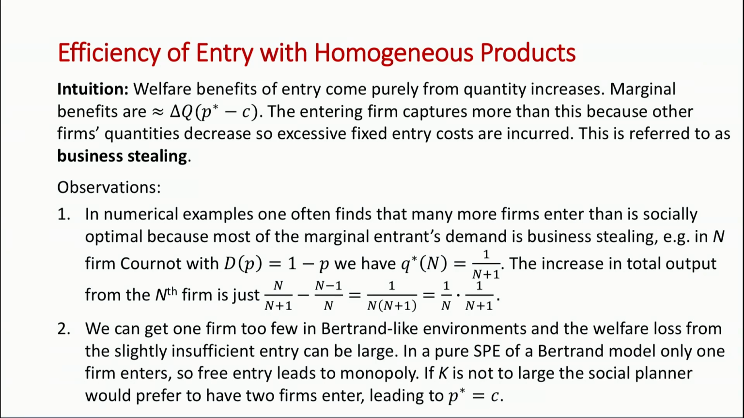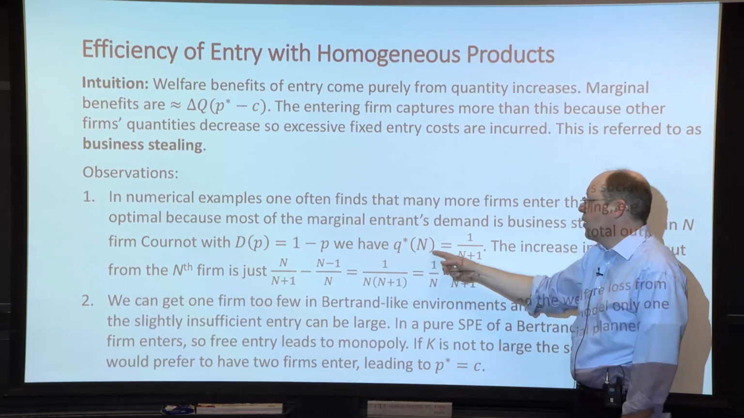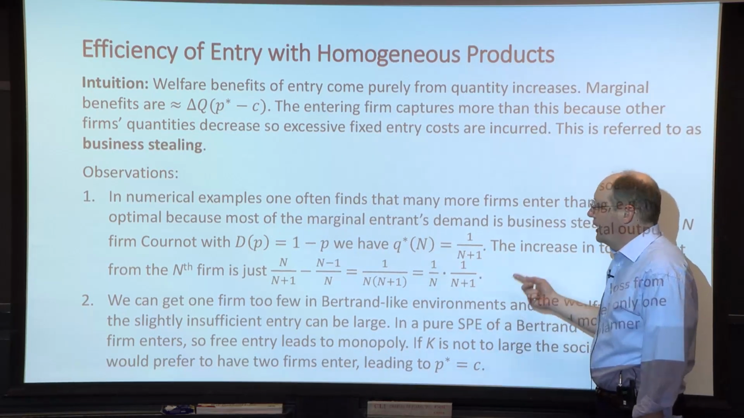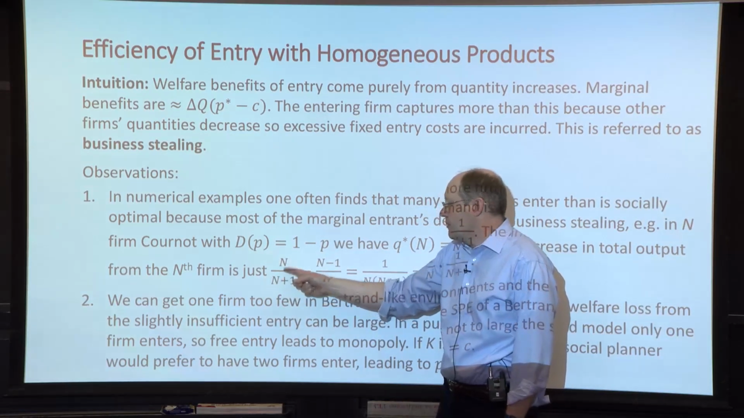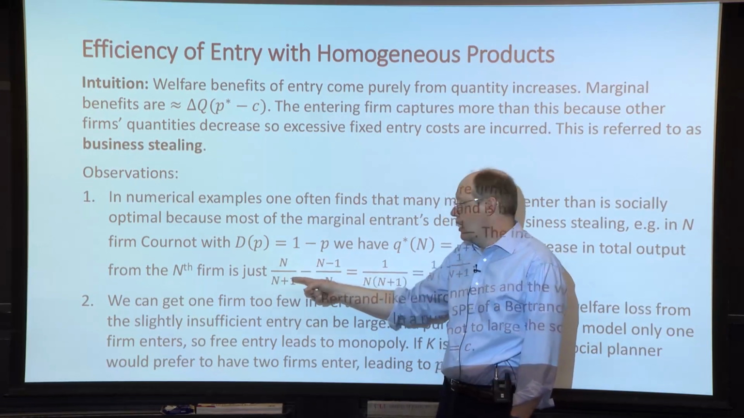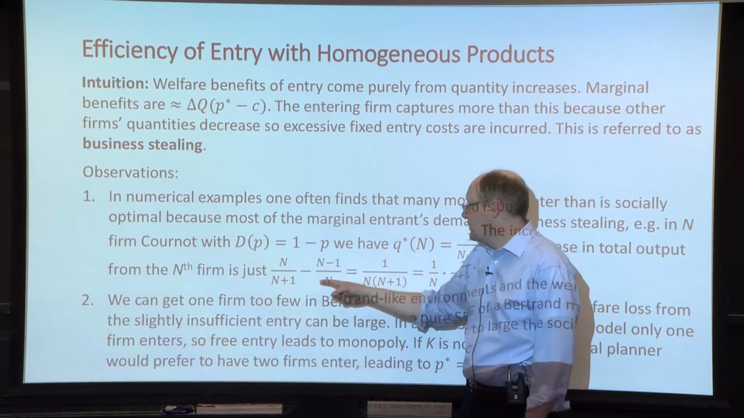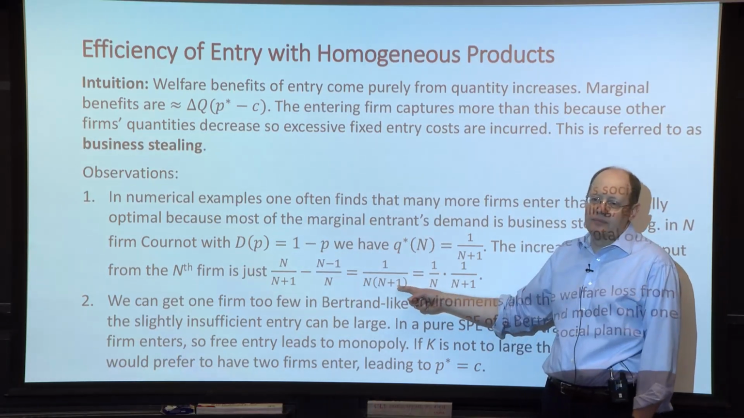And the reason is that, it's not just some of the demand is business stealing, most of the demand is business stealing. So like in this Cournot example, D of P is 1 minus P, Q star of n is 1 over n plus 1. So what do you get from adding an nth firm? When you have n firms, production goes up to n over n plus 1, where it used to be n minus 1 over n. And so that difference is 1 over n times n plus 1.